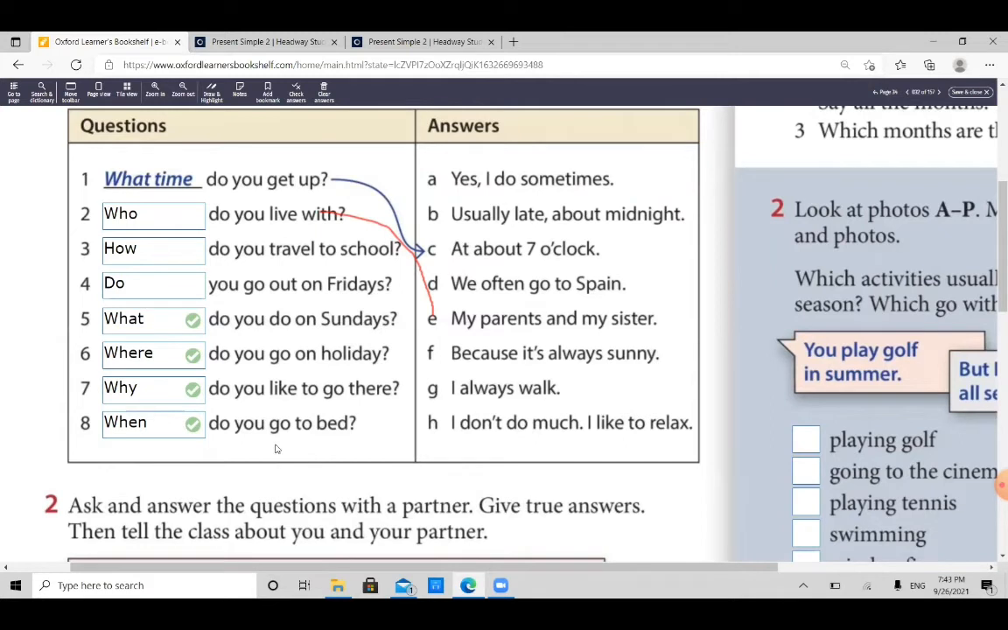Saeed, please read for us. What do you do on Sundays? Yes. The answer: I don't do much. I like to relax. Excellent, thank you. Wajdan, the next one, read it, please.